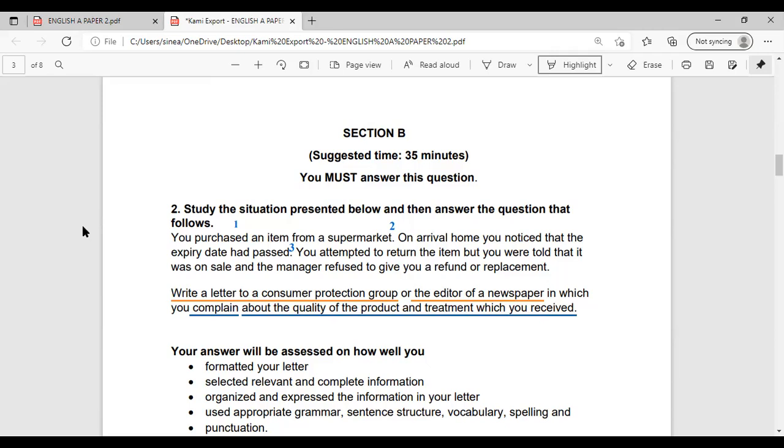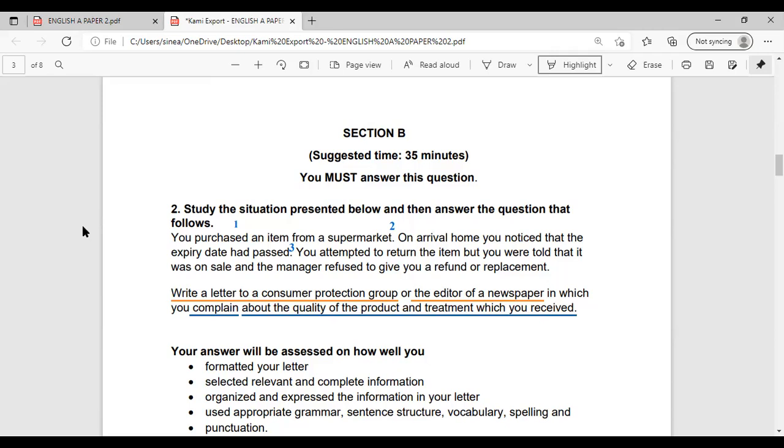Second point to take into consideration: on arrival home, you notice the expiry date had passed. That's not yet the problem, it's really something that you have noticed. Let's just say notice. But the problem here would be in point 3, which is that you attempted to return an item, but you were told that it was on sale and the manager refused to give you a response. So there are 3 things you have to look at.